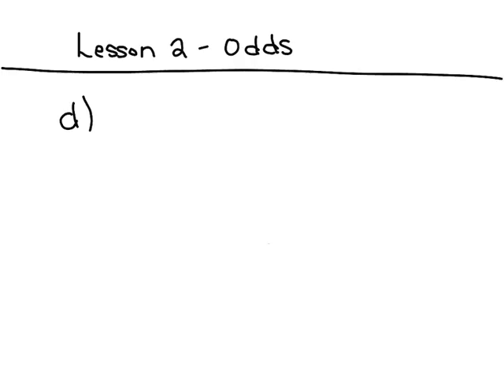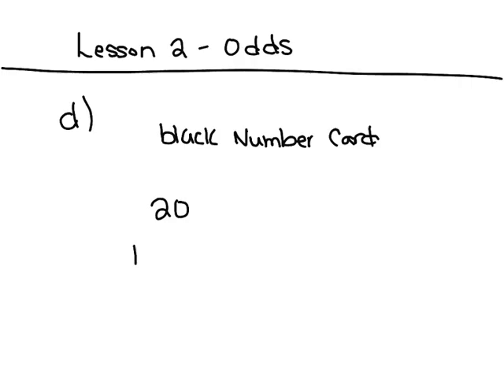Part D, we want to determine the odds in favor and against drawing a black number card. So we have a black number card. Because there's 10 number cards in each suit, there are 20 black number cards, 10 for spades and 10 for clubs. So this is the same as writing the black number cards, and the odds against would be any other card that's not a black number card, so any red card, and also any black face card.